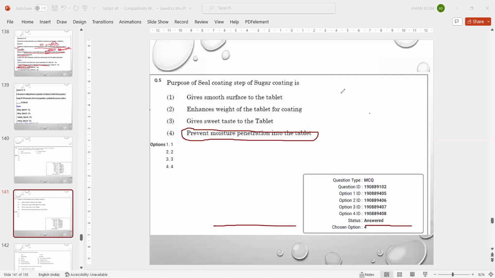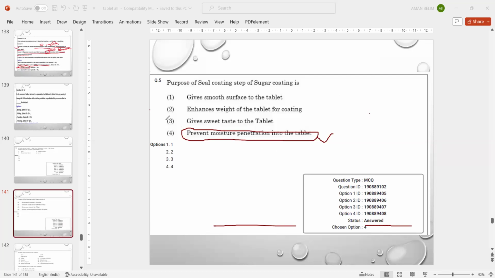And what are the steps of sugar coating? Shield, subcoating, syrup coating, and polishing. Yes, Vivek, very good. And in which step the tablet weight build up to 50 to 100%? Weight build up to 50 to 100% in which step?